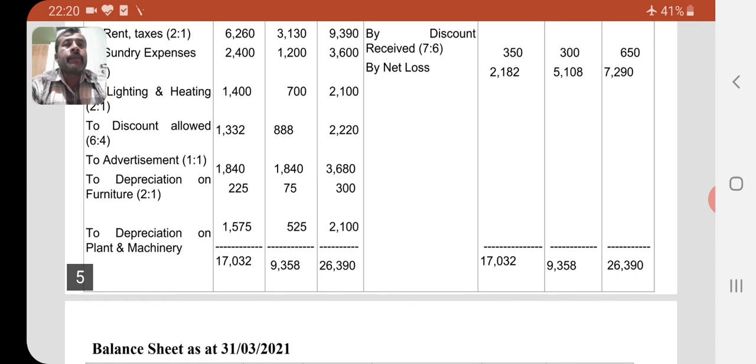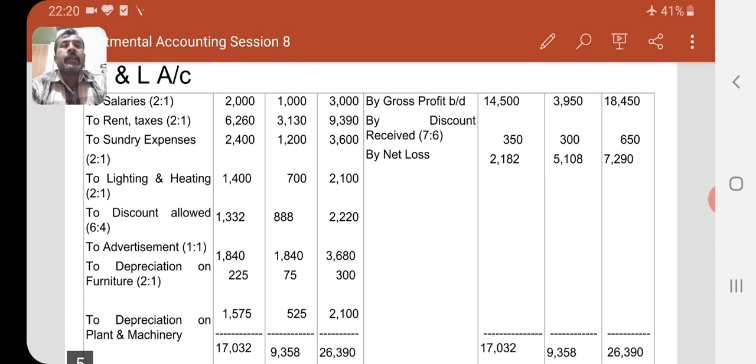Next, on the credit side, discount received is going to be credited. Here discount received is going to be credited on the basis of purchase ratio. The purchase ratio given is 7:6. On the basis of that, discount received is going to be distributed between A and B.